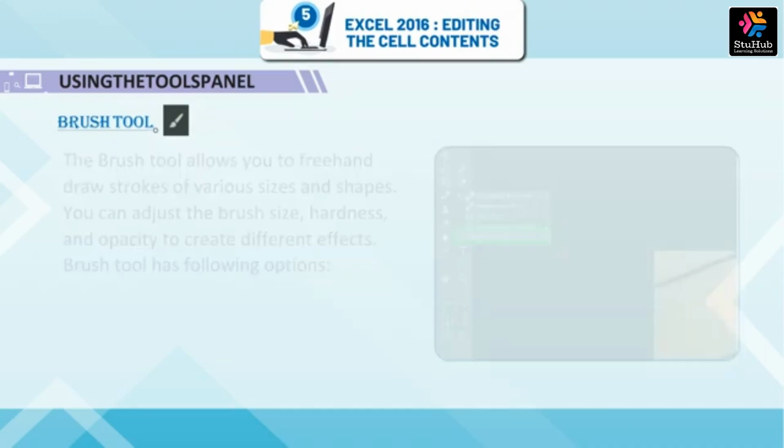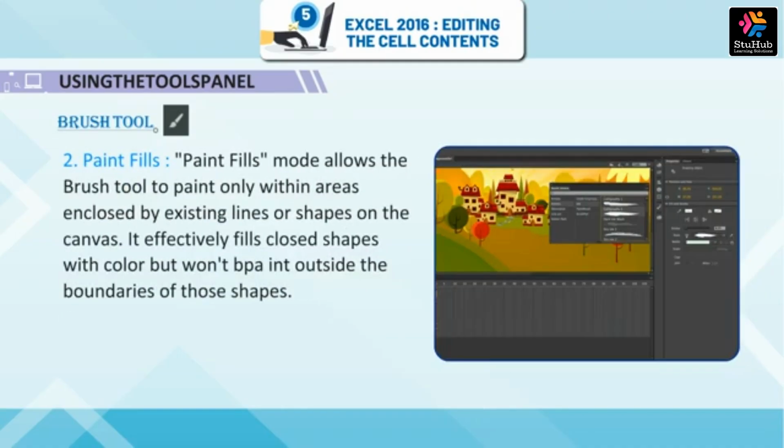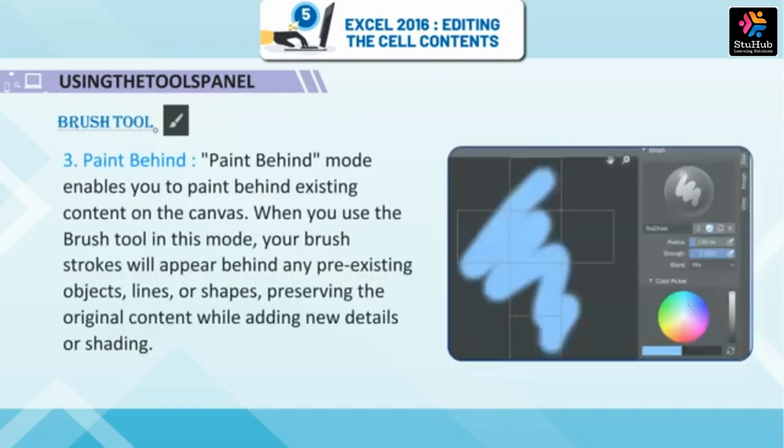The Brush tool has the following options. Paint Normal. This is the default painting mode of the Brush tool. In Paint Normal mode, the Brush tool applies color to the canvas based on your brush settings, for example size, hardness, and opacity, covering any existing content on the canvas. Paint Fills. Paint Fills mode allows the Brush tool to paint only within areas enclosed by existing lines or shapes on the canvas. It effectively fills closed shapes with color but won't paint outside the boundaries of those shapes.